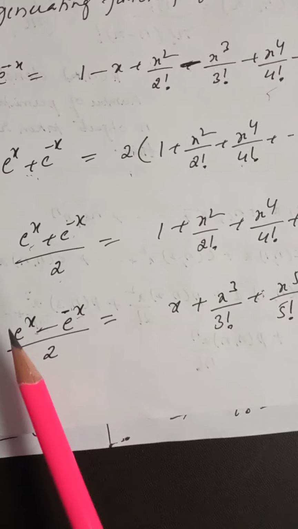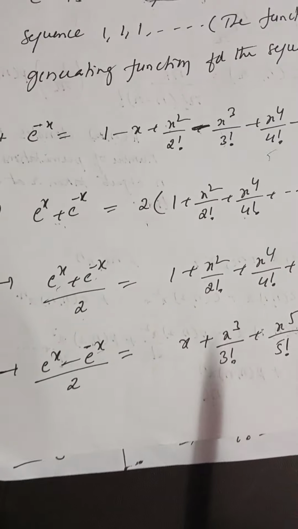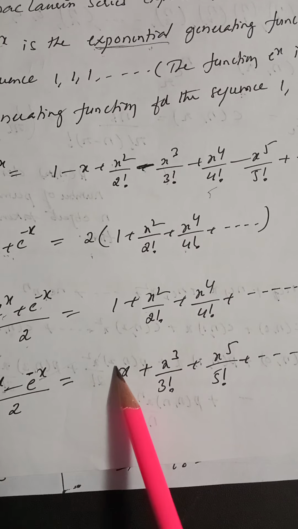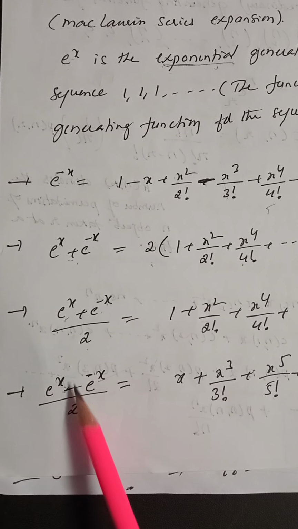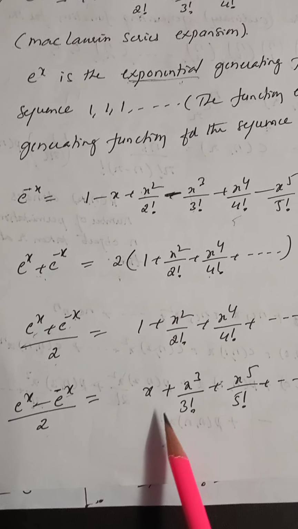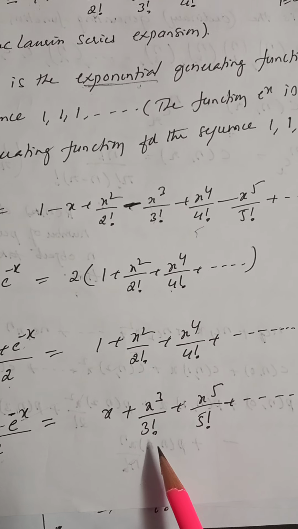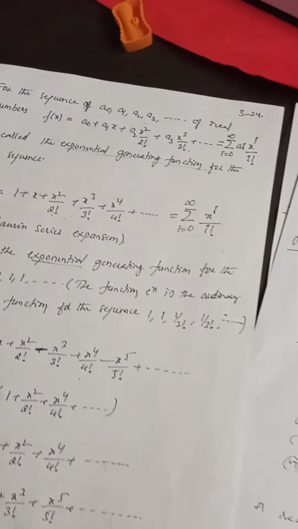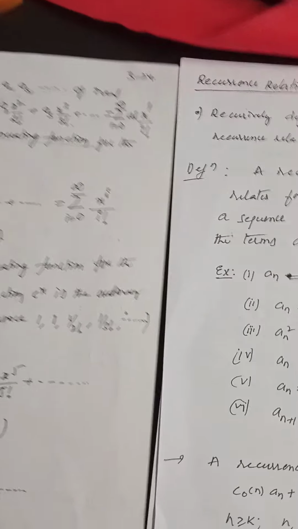That is, e power x minus e power minus x is equal to 2 times this one. If you transpose that 2 to the left side, e power x minus e power minus x by 2 is equal to x plus x cube by 3 factorial plus x to the power of 5 by 5 factorial and so on. Right?